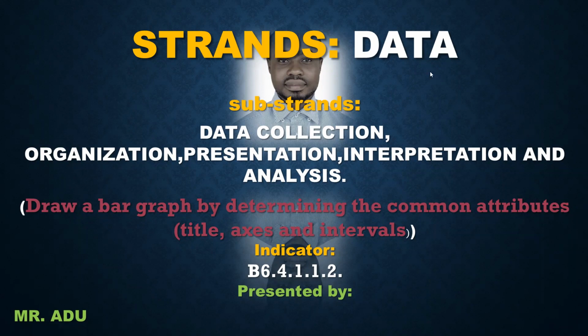Our strand is data. Our substrands are data collection, organization of data, presentation of data, interpretation of data, and analysis of data. We are going to use the bar graph by determining the common attributes, titles, axes, and intervals. This lesson has been taken from the new curriculum of Basic 6, Strand 4, Substrand 2, Content Standard 2, Indicator 2.